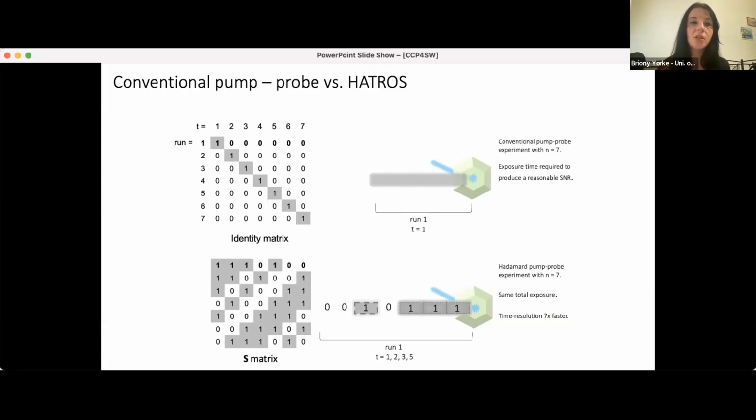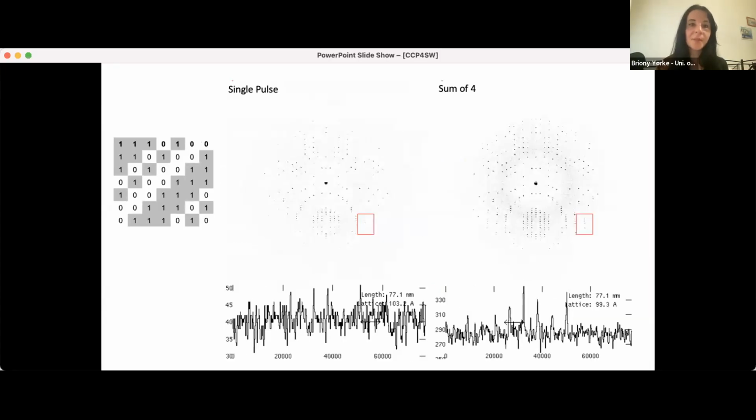We still need to do the same number of repeats of the experiment, but each time we're adding together different time points. And so overall, you'll see we have the same total exposure time for each run of the experiment, but using post-processing by transforming that data, we can extract our individual time points.